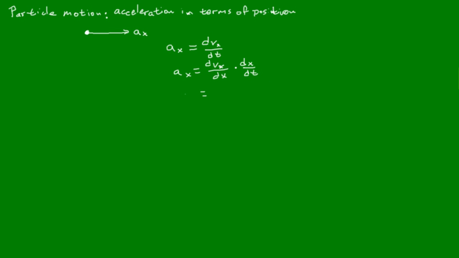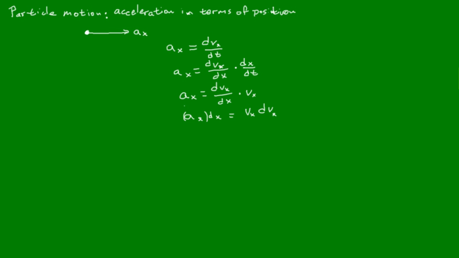Well, what we can do now is get its position. So dx/dt is just another way of saying velocity. So we can write this as dv_x/dx times the object's velocity in the x direction. Now what we can do is separate variables, so we can put a_x dx on the left hand side, which is equal to v_x dv_x.